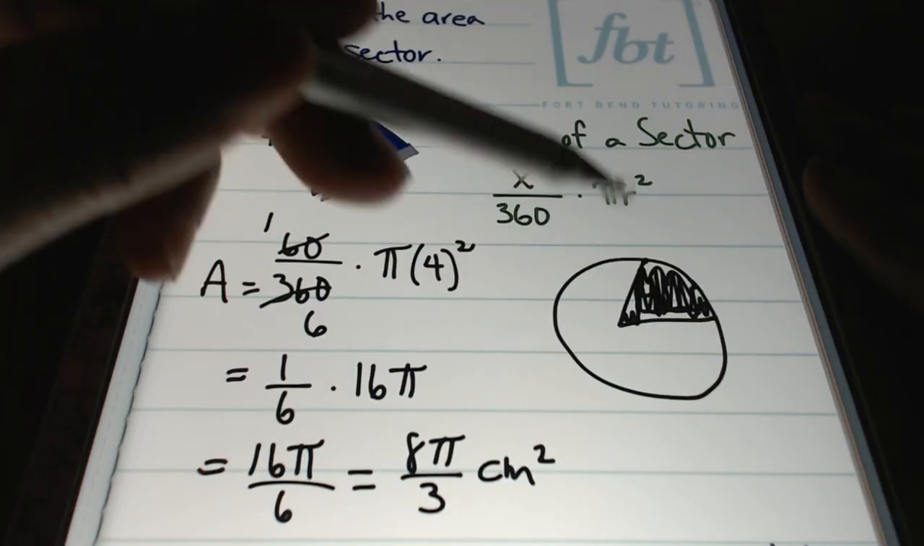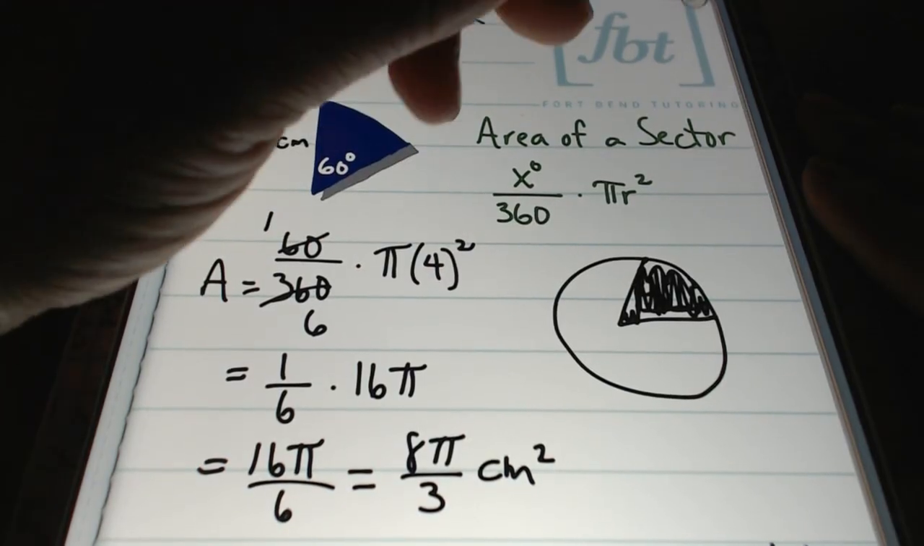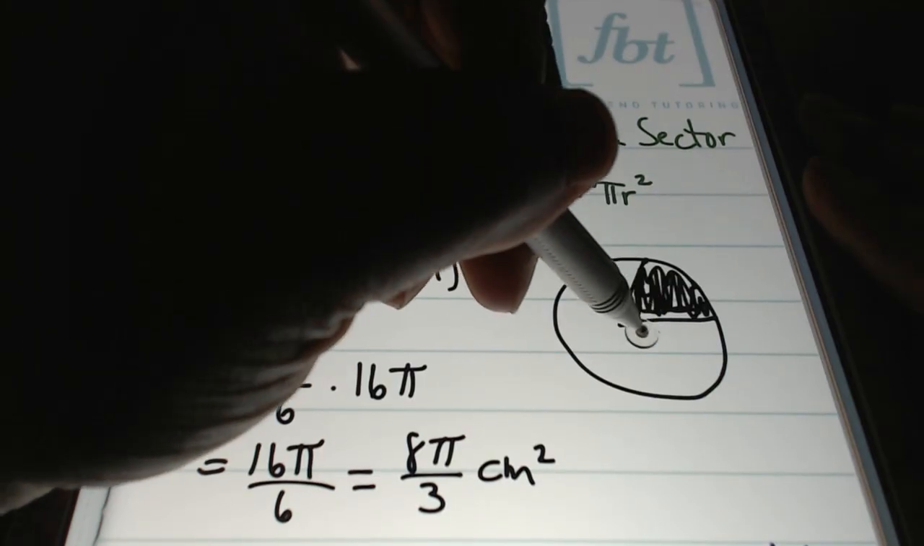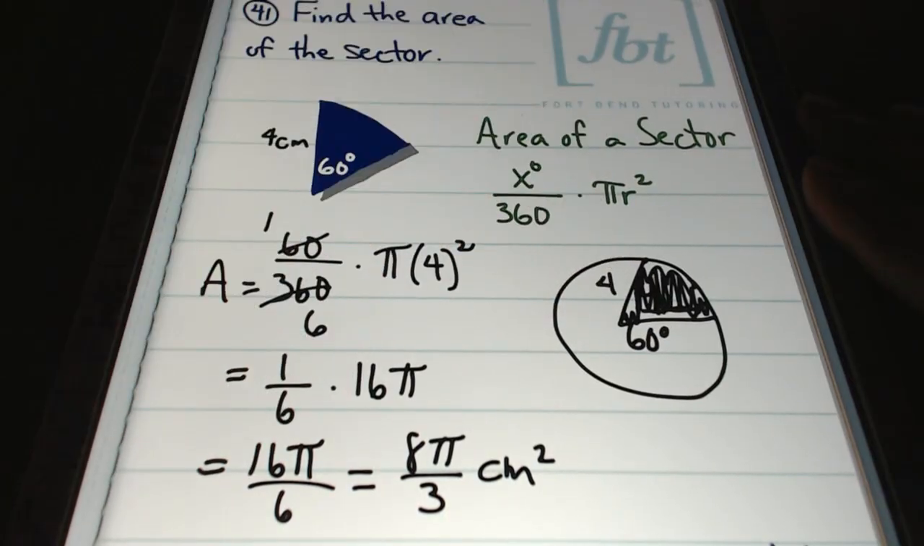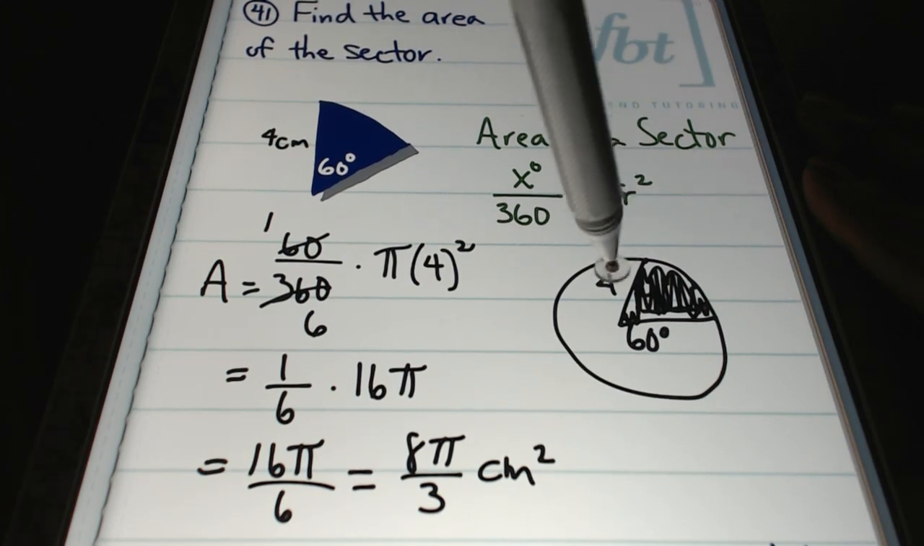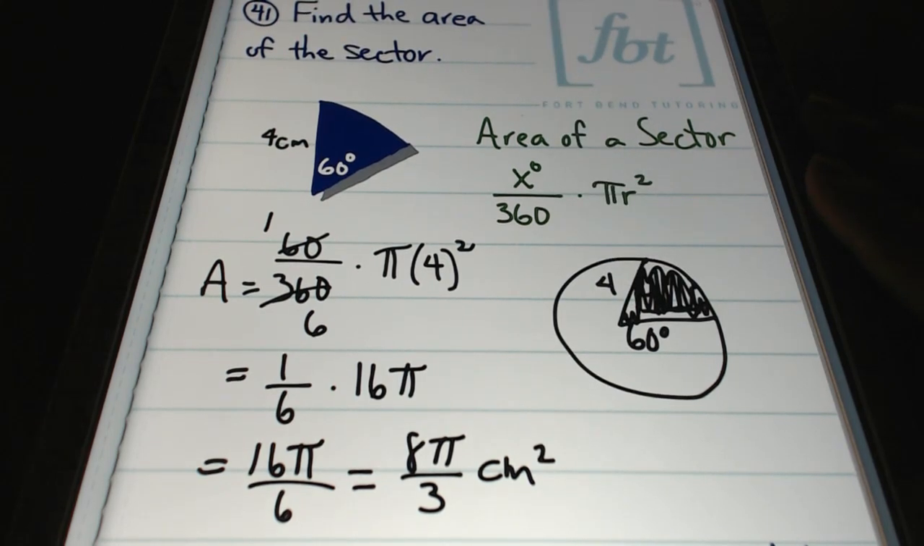So this problem could have been done with this diagram. Of course, it's not as cute, by showing that this is 60 degrees and that you had a radius of 4 centimeters. So you could see this problem written this way as just a sector as you see it, or it could be shown as part of the circle that it came from.